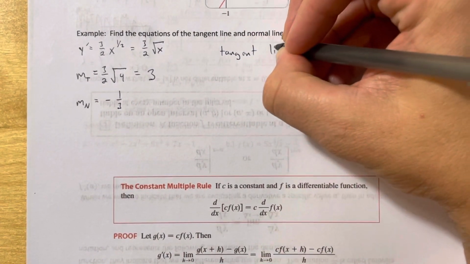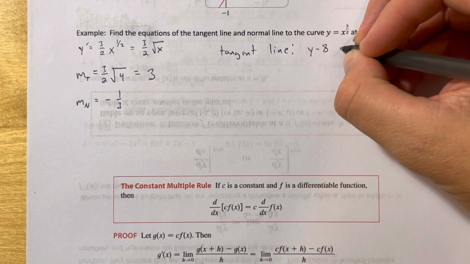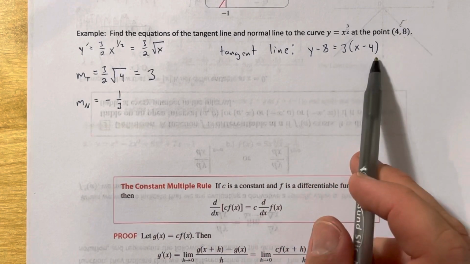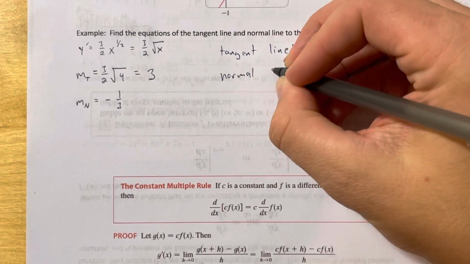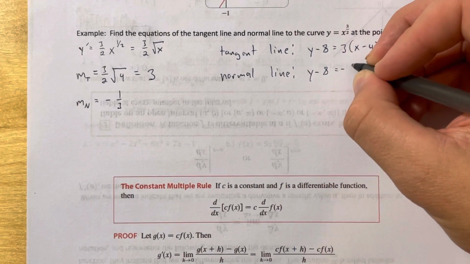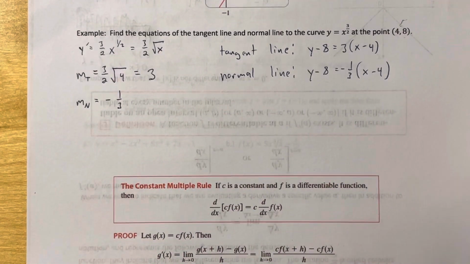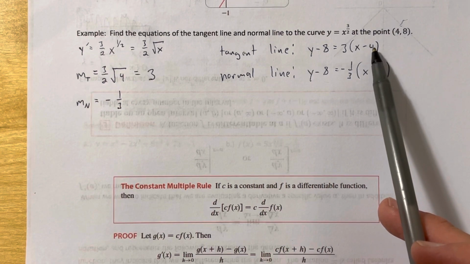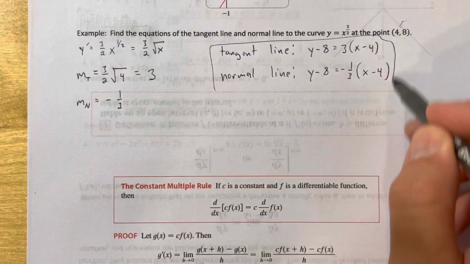My tangent line is going to have an equation of y minus 8 equals 3 times (x minus 4). Notice this is point slope form for the equation of my line. Normal line will have an equation of, again, y minus 8 equals negative 1/3 times (x minus 4). Notice the only difference between these two when I have it in point slope form like this is the slopes. Because they both pass through the same point, they're both going to have a 4 and an 8 here and here. So that's it. That was not that bad, right?